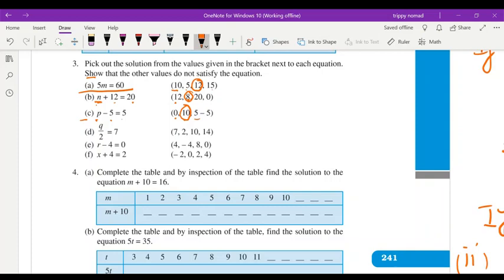Now children, in D part, 7 by 2 can't be divided, so this is not satisfactory. 2 by 2, 1 you will get on the left hand side. Same, 10 divided by 2, 2 fives are 10, so 5 will come on the left side. If you write q upon 2 is equal to 7, what will you put here? 14 by 2, then what answer will come? 2 sevens are 14. So this last value is satisfactory.